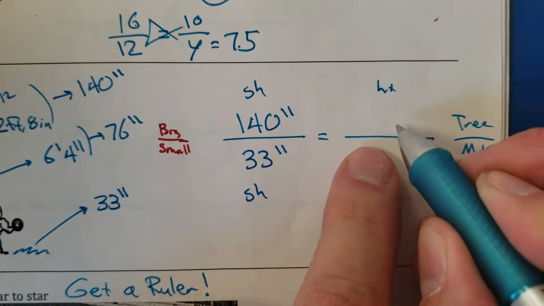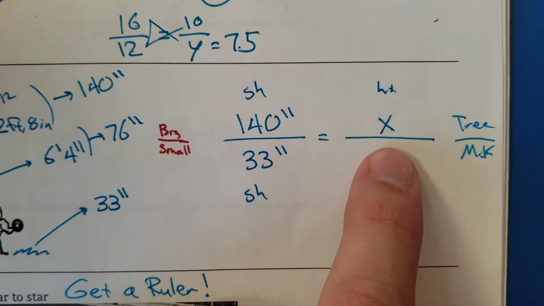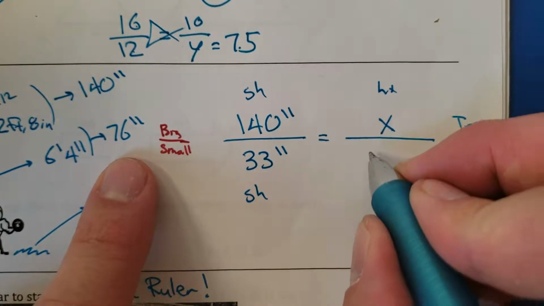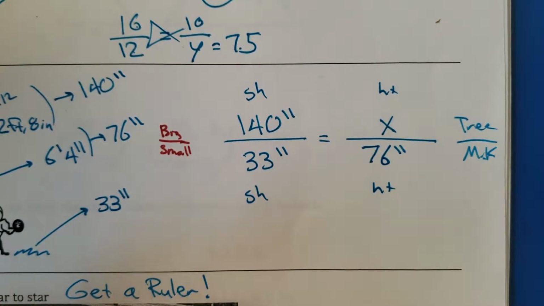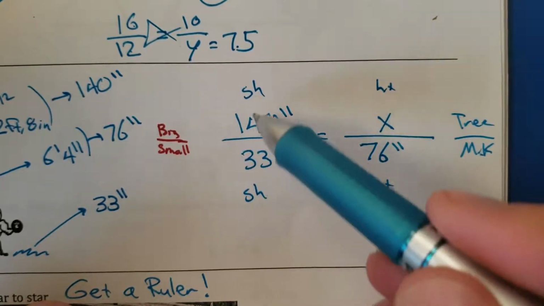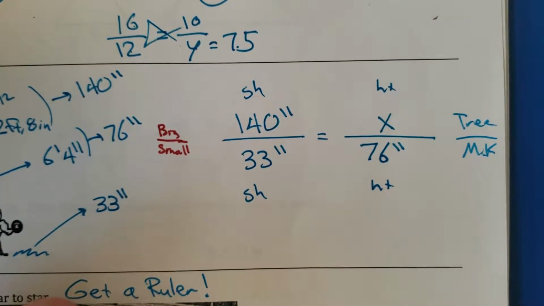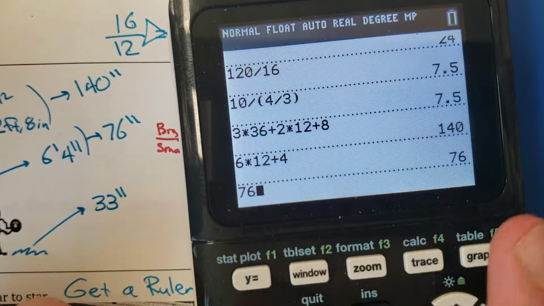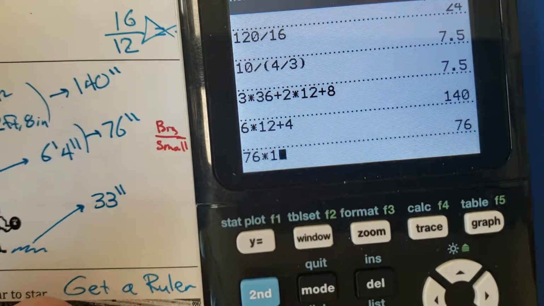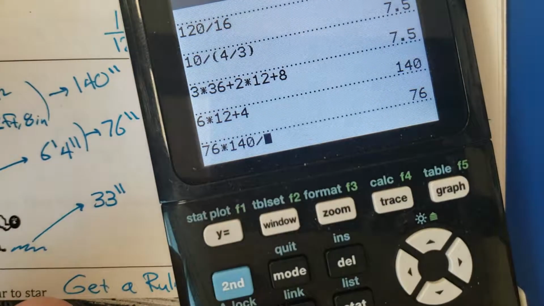All right, so we don't have the tree height. That's what we're trying to find, but we do have the height of myself, 76 inches. All right, well, let's cross multiply and divide, see what we get. Again, big over small, compare the shadows, compare the heights. You really can't mess it up, friends. There's actually more ways to do it right than there is to do it wrong, or I don't know. That's a whole other math problem.